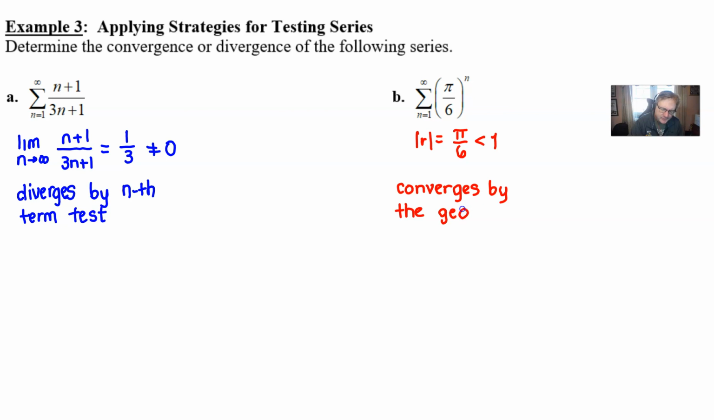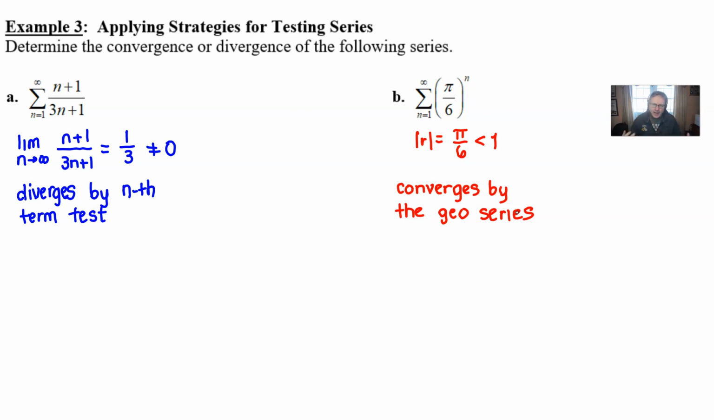Now, as we wrap this example up, is it possible that either of these two examples could have been answered using a different test? Yes, it is very possible, especially in the case of part A. We could have thought about applying perhaps some kind of comparison test. So these tests aren't isolated or pigeonholed into only working one time for a certain series, or a series working only one time for a certain test.